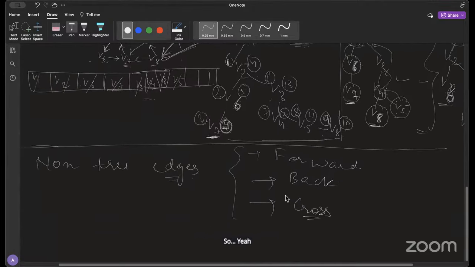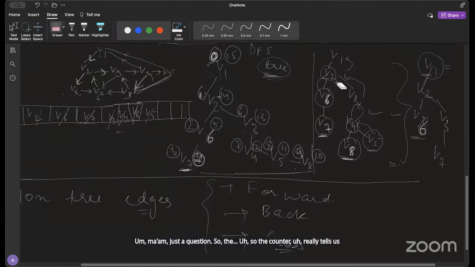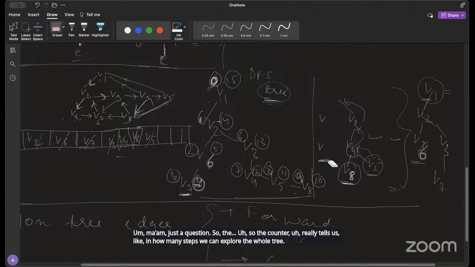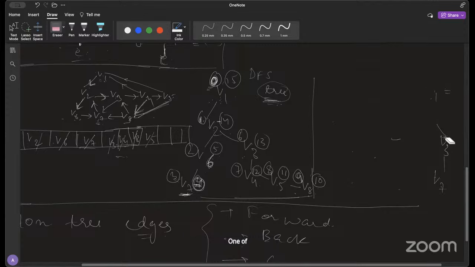Ma'am, just a question. The counter really tells us in how many steps we can explore the whole tree according to depth first search, correct? Yeah, it does tell you that. There are other reasons and other applications of it. One of the applications is the type of non-tree edges. Okay, so let's draw this carefully. Your non-tree edges are classified into three: forward edge, back edge, and cross edge. So forward edges are, one second.